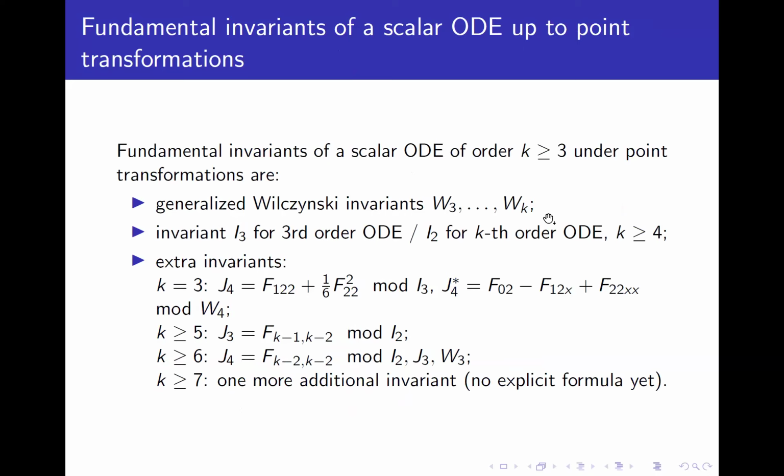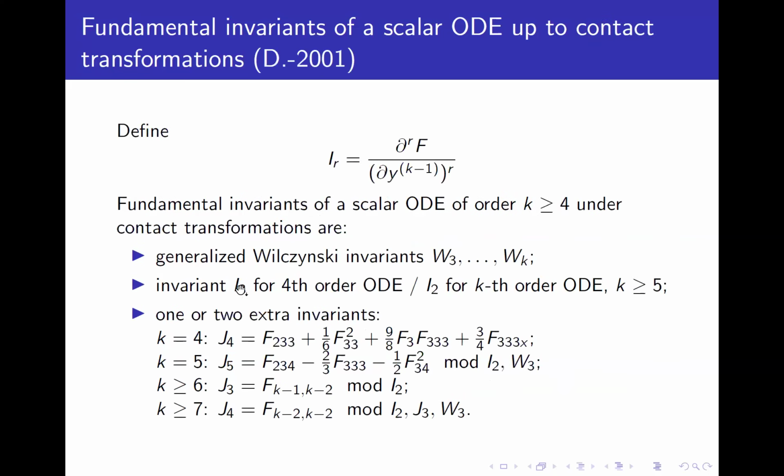So what we observe, for example, is the result for ODEs viewed under point transformations. First of all, we now treat ODEs starting from third order ODEs under point transformations. We still have Bolshinsky invariants as fundamental invariants. Then here we had I3 becoming a fundamental invariant for contact geometry, starting from fourth order ODEs, and I2 for ODEs of order 5 and higher.